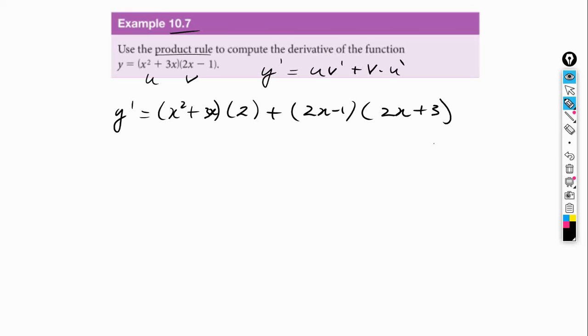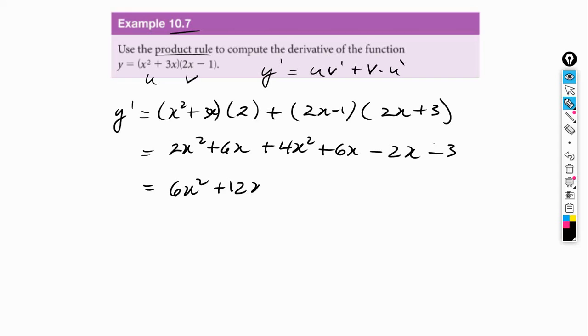And then all we have to do is just expand and add terms that are similar. So we're going to get 2x squared plus 6x plus 4x squared plus 6x minus 2x minus 3. And then just add similar terms. So we're going to get 6x squared plus 12x. Minus 2x, I forgot this. So this is going to be 10x. So plus 10x minus 3.